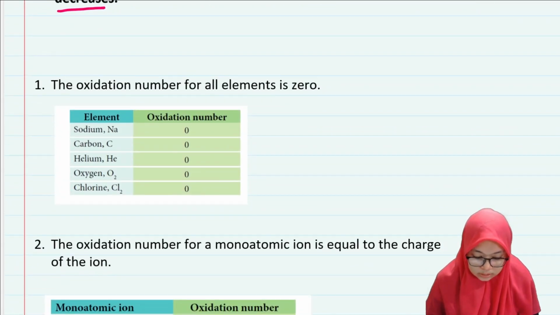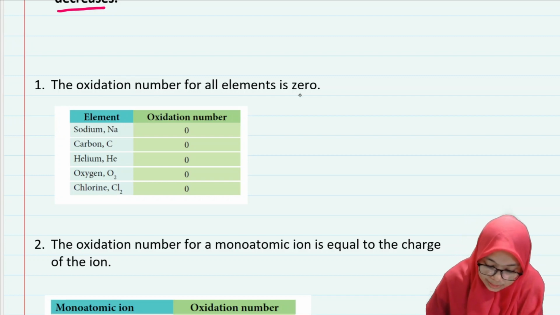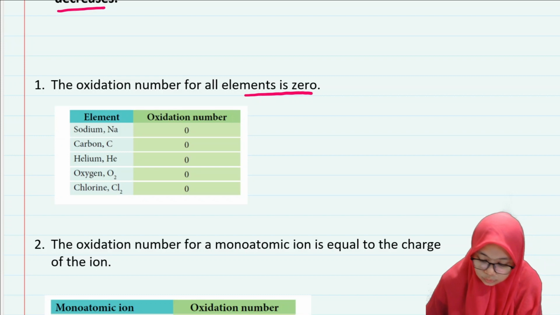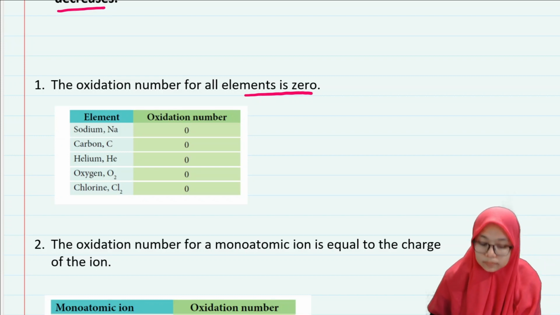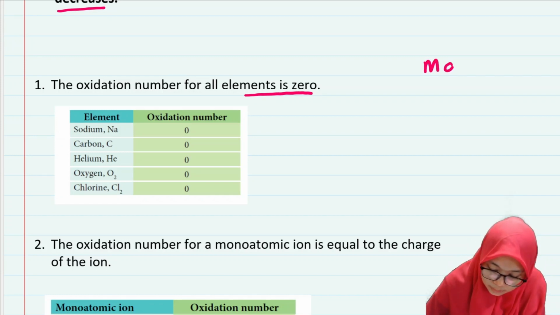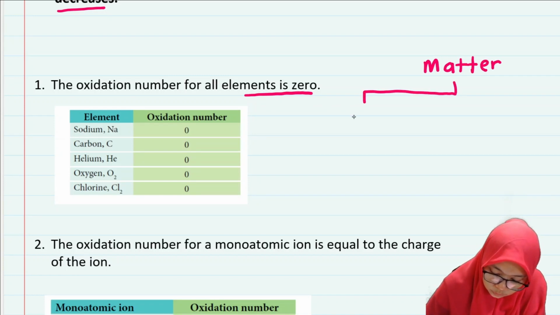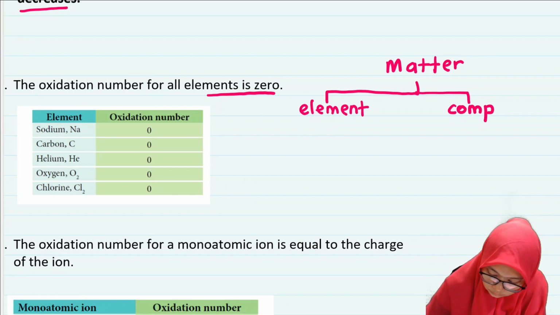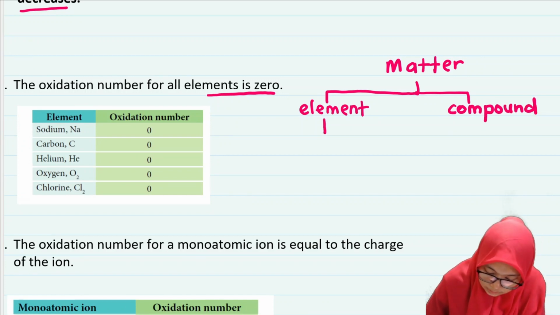Okay, the first one says here that the oxidation number for all elements is 0. What does it mean by element? We have already learned about matter, where matter has 2 big groups, which are element and compound. An element has 2 types of particles, which are atom and molecule.